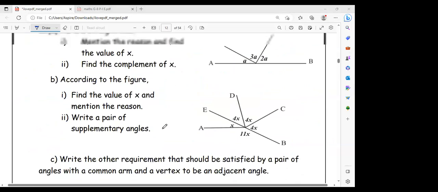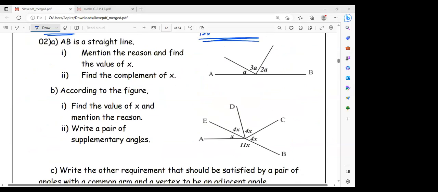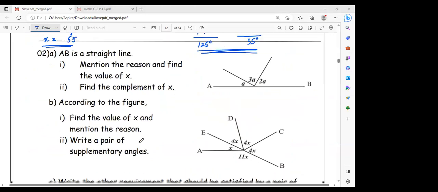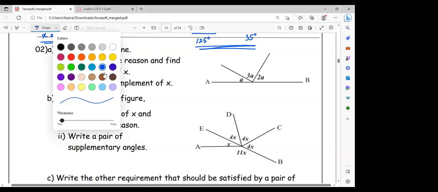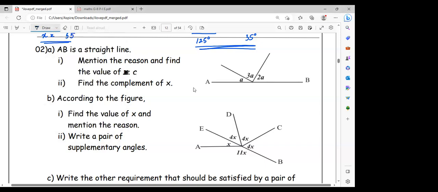It consists of 3 main parts and 2 subparts in 2 main questions. Read the question carefully. Second one. AB is a straight line. They have given that AB is a straight line segment. Mention the reason and find the value of, it should be A, not x. Then find the complement of A.